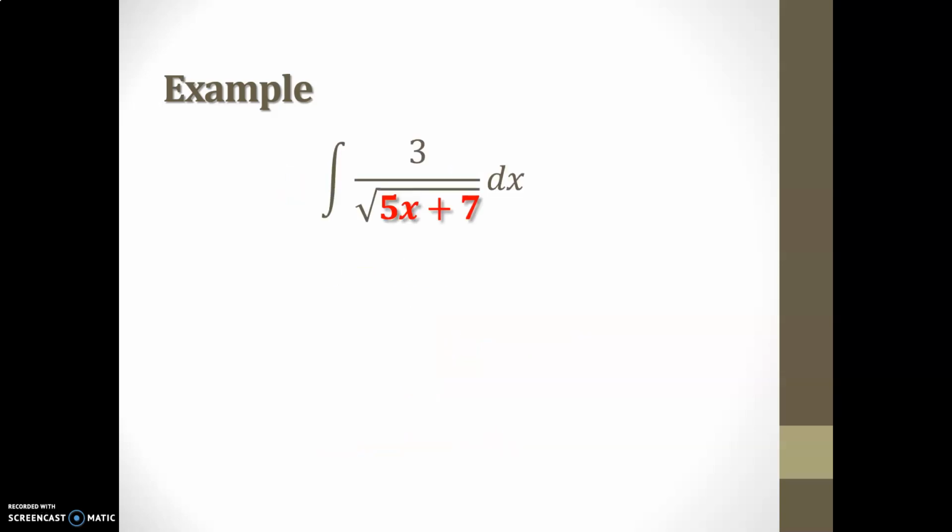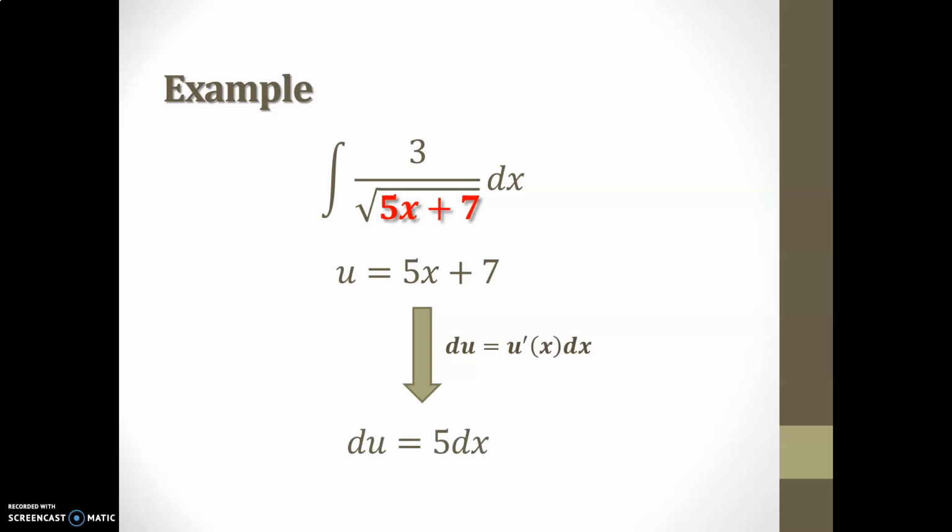If u were to stand for 5x plus 7 in this second integral, then du is the result of u prime times dx, so 5 dx. This time, 5 dx is not completely fulfilled in the integral. We have 3 dx, and that means potential adjustments will have to be made.